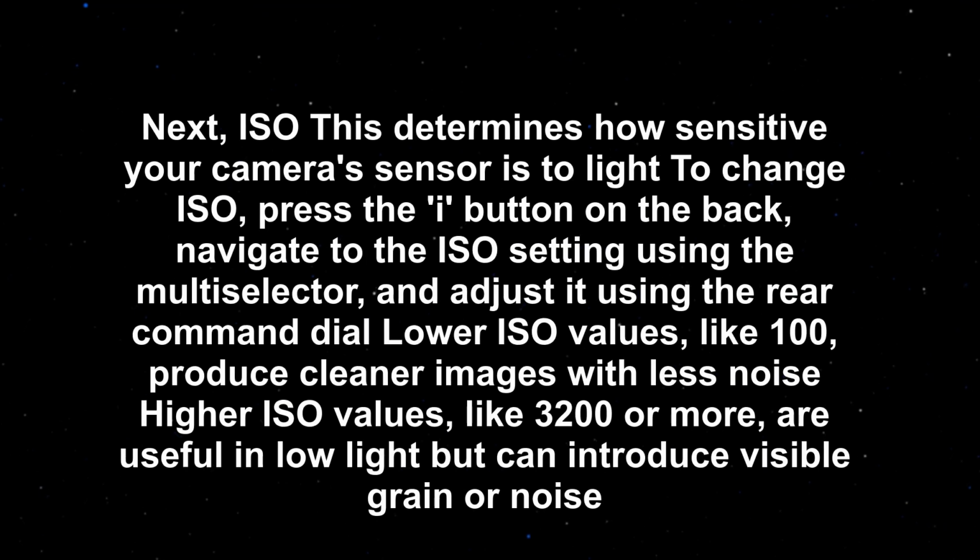Next, ISO. This determines how sensitive your camera sensor is to light. To change ISO, press the I button on the back, navigate to the ISO setting using the multi-selector, and adjust it using the rear command dial. Low ISO values, like 100, produce cleaner images with less noise. Higher ISO values, like 3200 or more, are useful in low light but can introduce visible grain or noise.